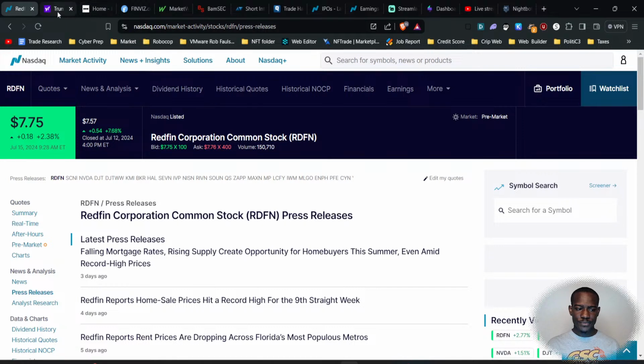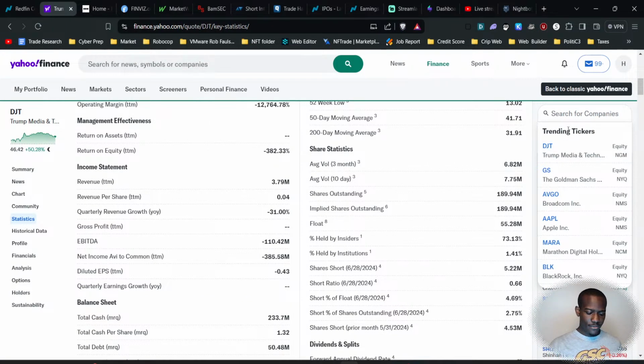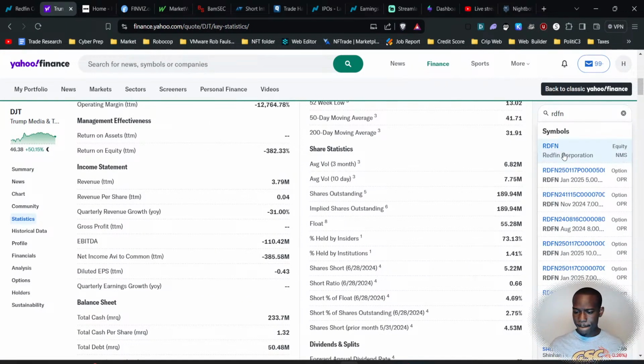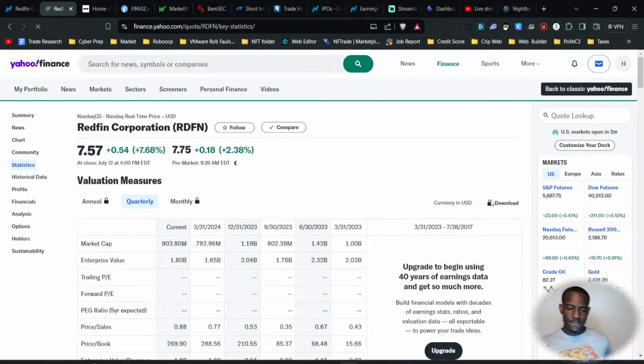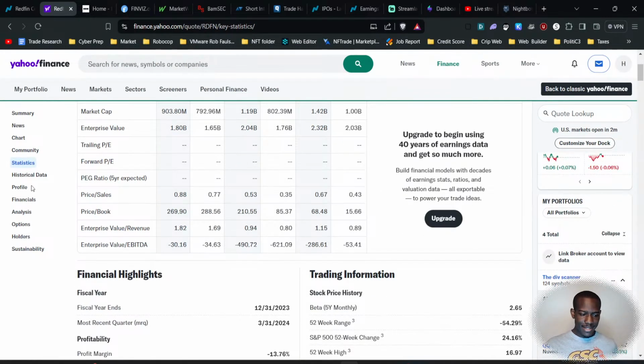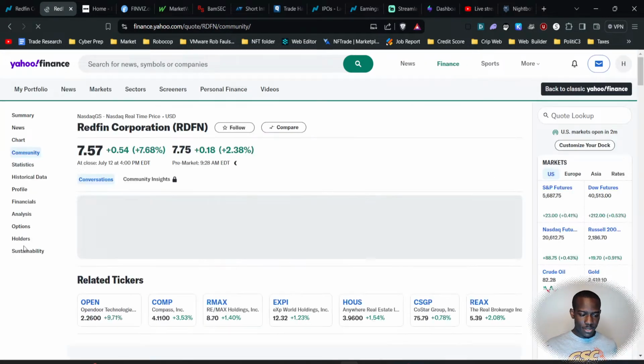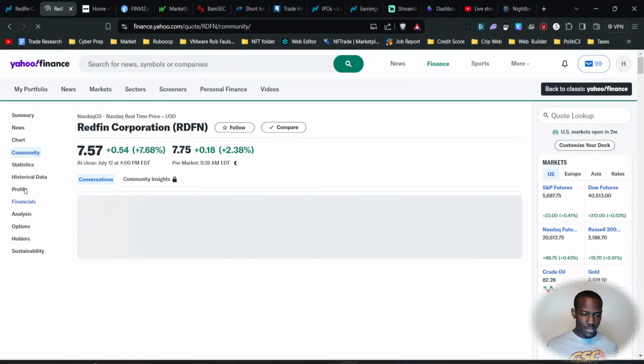Let me see. Profile Redfin. What is this thing into? Oh my gosh, come on. Let me click the profile, bro. Stop playing.